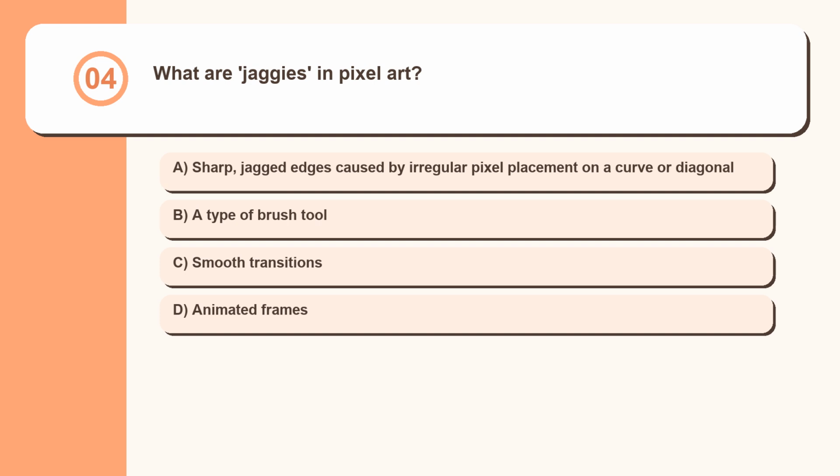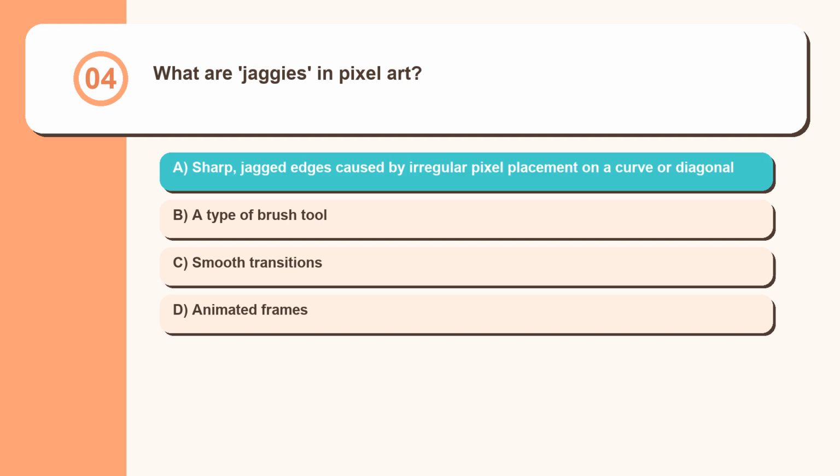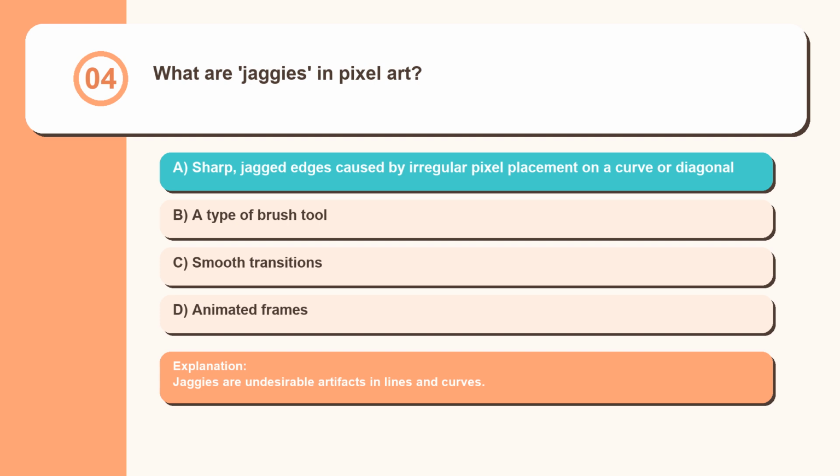Question 4. What are jaggies in pixel art? Sharp, jagged edges caused by irregular pixel placement on a curve or diagonal. A type of brush tool. Smooth transitions. Animated frames. Jaggies are undesirable artifacts in lines and curves.